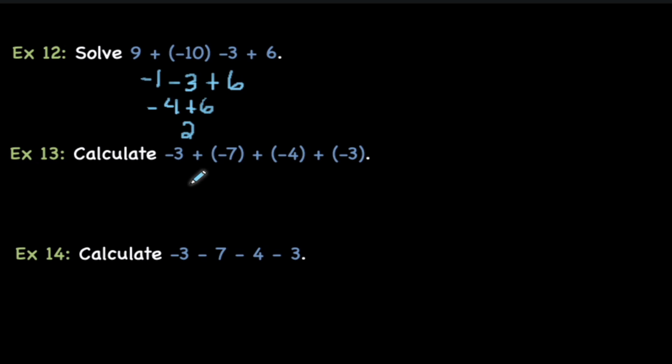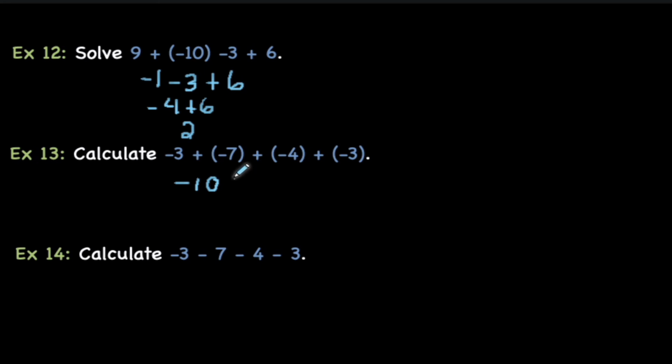Let's calculate negative 3 plus negative 7 plus negative 4 plus negative 3. Okay, take everything step by step, as I say. So we have a negative 3 and we also have a negative 7. So negative 3 plus a negative 7 is negative 10. So remember, when you have two negative numbers, you are adding them together and you're placing a negative sign out in front of the answer.